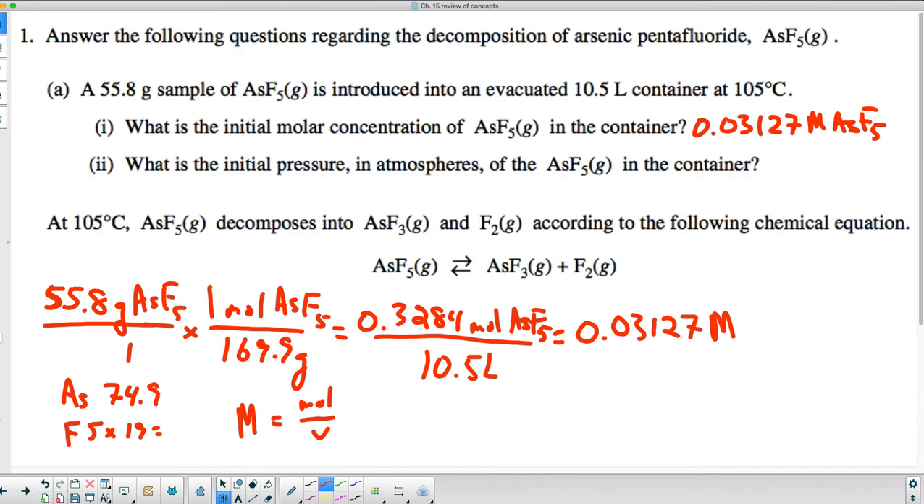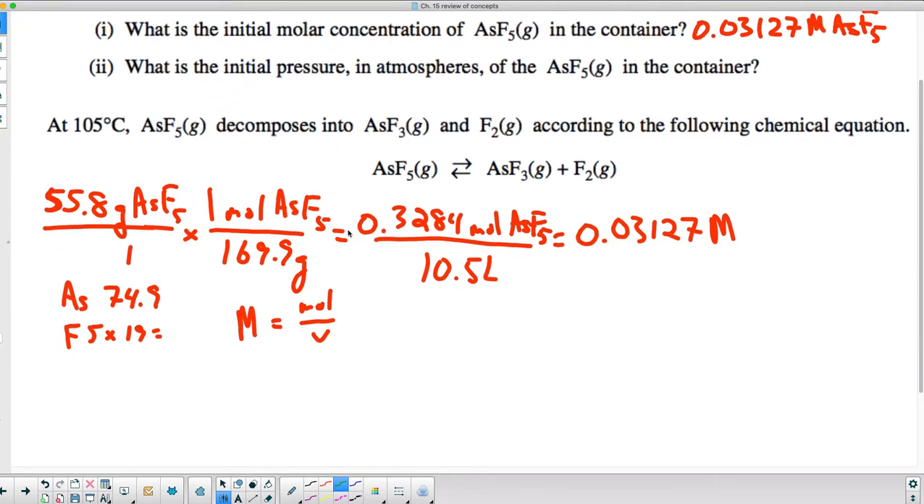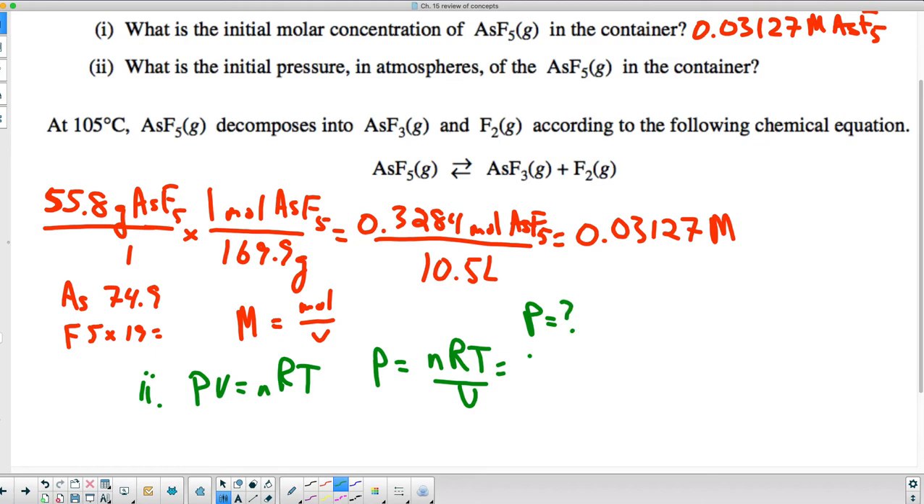So what's the initial pressure? Now I'm going to move down a little bit. For part II, I'm going to use my PV equals nRT, and it says what's the initial pressure. So that means that pressure equals nRT divided by V. Okay, I have everything I need here. My P is what I'm looking for. My V is the 10.5 liters.